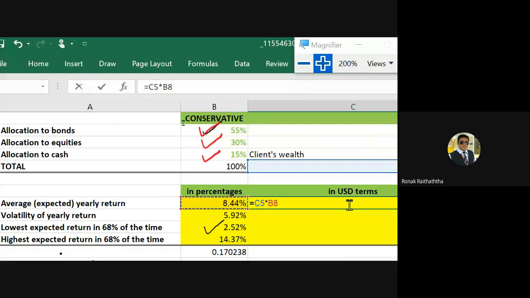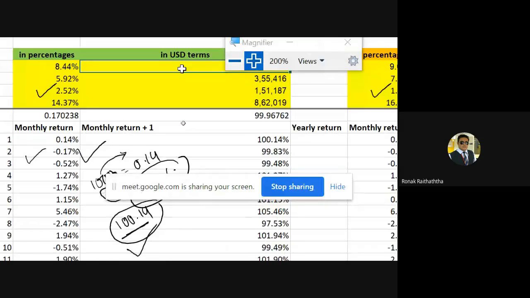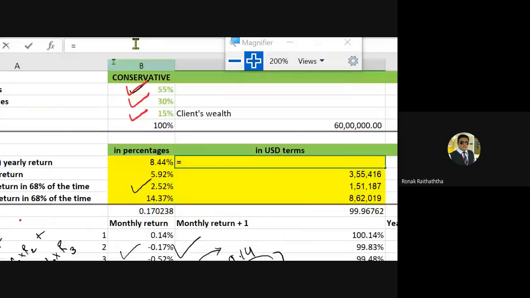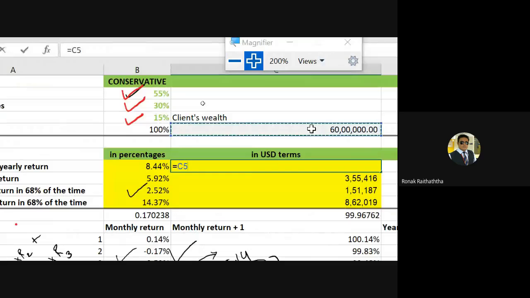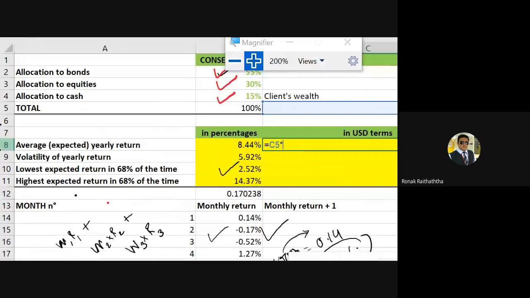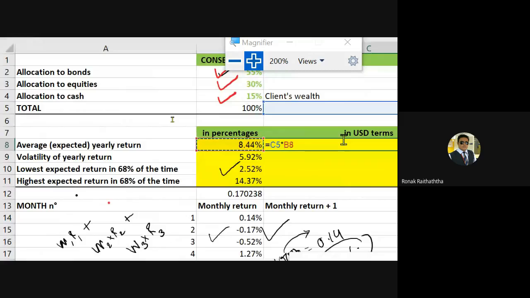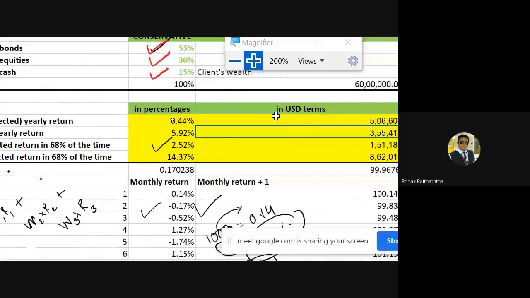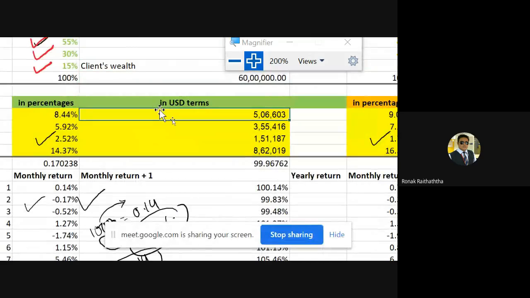So I'm selecting that cell now. Again, I'm doing it for your reference. Equal to the cell where the wealth amount is written, multiplied by the average return I have got, which is 8.44%. Pressing enter. Right?